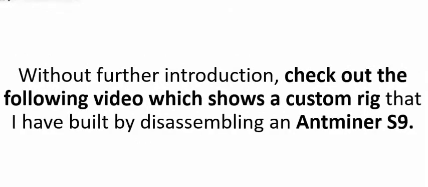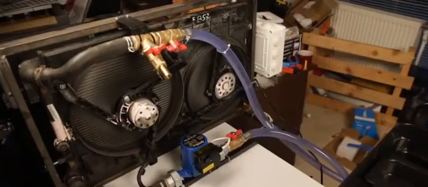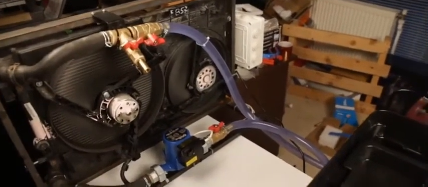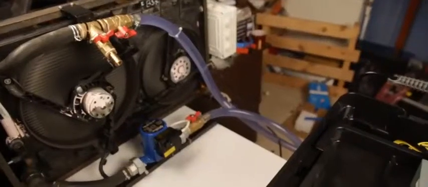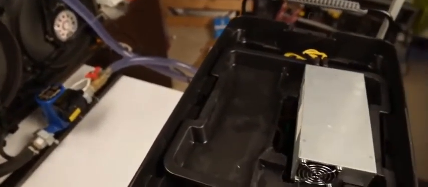Without further introduction, check out the following video which shows a custom rig that I have built by disassembling an Antminer S9. I have split the machine into 2 modules. 1. The cooling module, which is an old car radiator with 2 60-watt fans attached, which could be very well mounted outside to inhibit the fan noise and to increase cooling efficiency. 2. The processing module, which holds the hashing boards immersed in mineral oil. The best part?